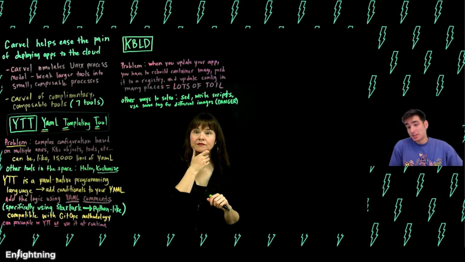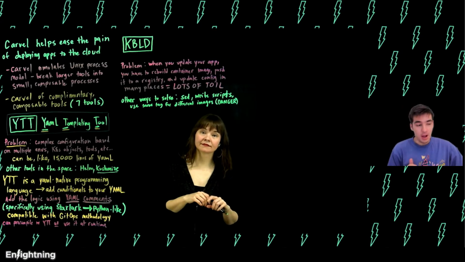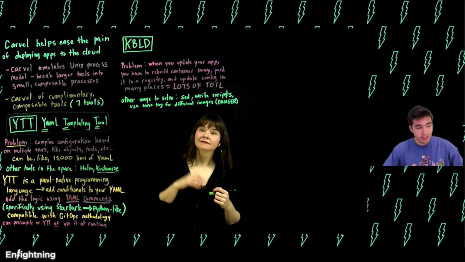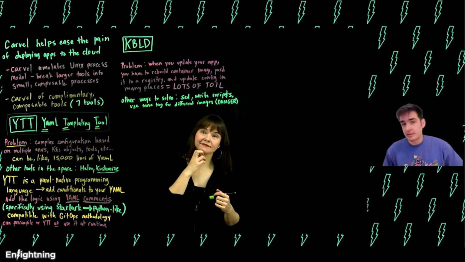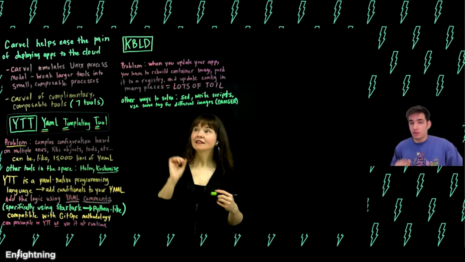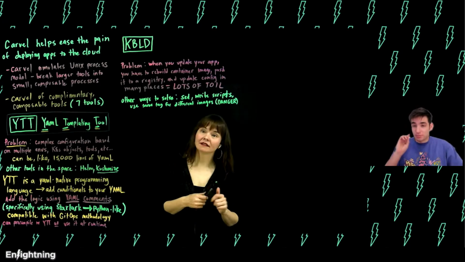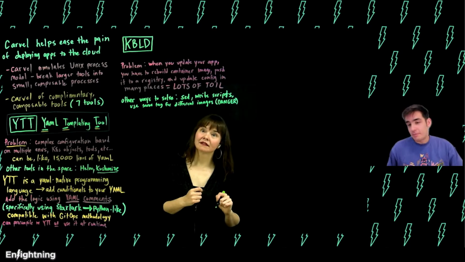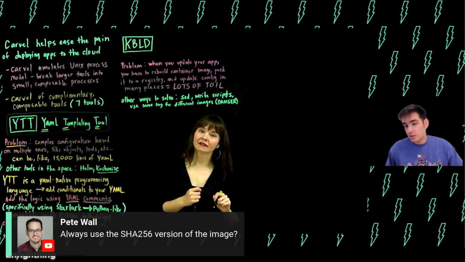And this is a great question because Kbuild is very good at this problem. In fact, it's so good at this problem, you almost don't need to think about it, because Kbuild will lock your image to an immutable reference that Pete mentioned called the SHA-256 version of the image.